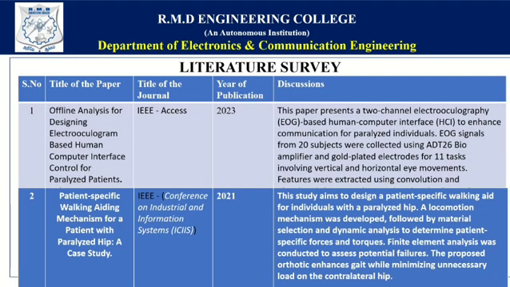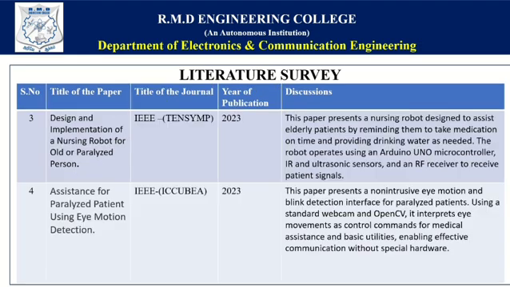So, the literature survey. The first title of the paper is offline analysis for designing electrooculogram based human computer interface control for paralyzed patients. The second one is patient specific walking aiding mechanism for a patient with paralyzed hip. It is a case study. Third one is design and implementation of a nursing robot for old or paralyzed persons. The fourth paper is assistance for paralyzed patient using eye motion detection. So this is the title of the journal, the year of publication, and the discussion of what they have discussed in the papers.